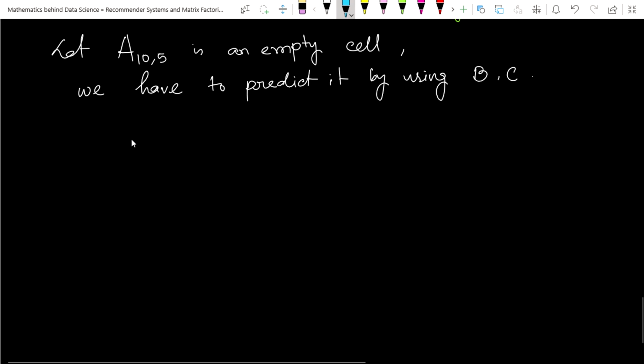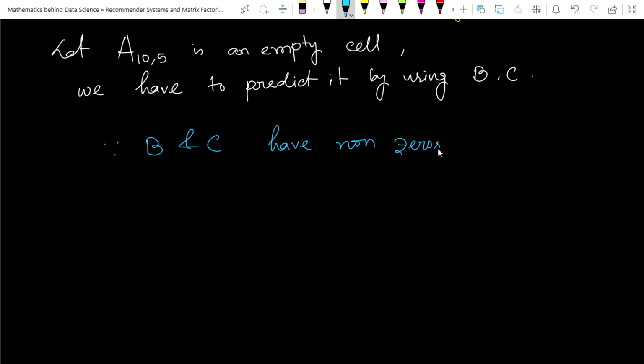We can predict, since B and C have non-zero rows, so we can easily predict A10,5.